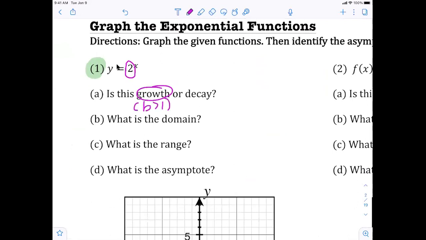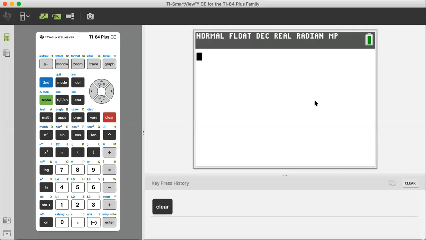Now, domain, range, asymptote, I'm going to hold off on that for a second until we actually get to start graphing this. So I'm going to share my calculator with you guys. So that's actually what we're going to do next. So we're going to type this into our calculator.